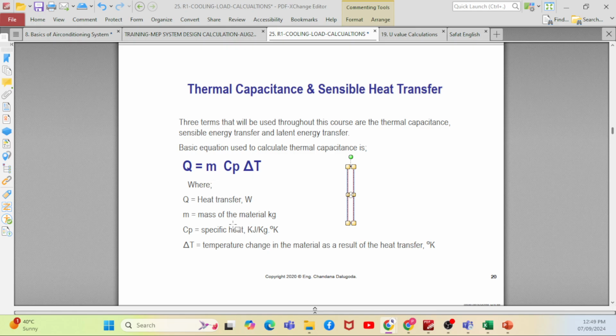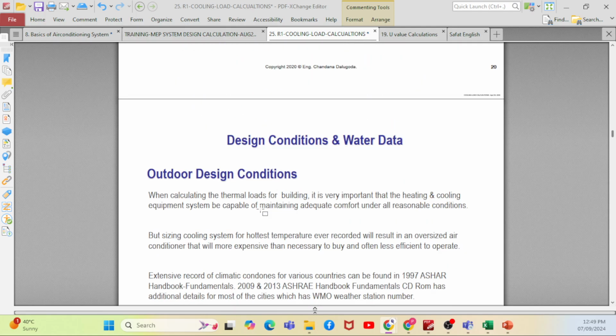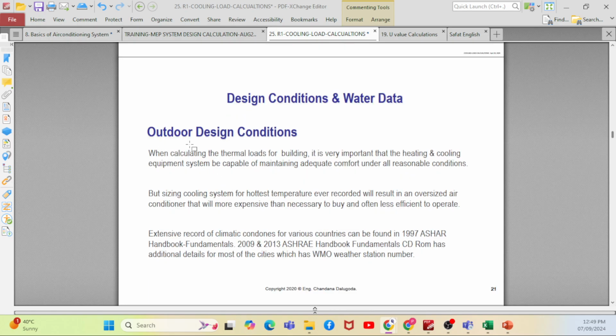Okay, so how to calculate the different types of heats. You will understand. Let me finish this particular slide so you are able to understand, right? Then remember we talked about outdoor design condition. When calculating the thermal load for a building, it is very important that the heating and cooling equipment system is capable of maintaining adequate comfort under all reasonable conditions, right? Whether it is heating or cooling depends upon summer or winter, your equipment should be capable. So that is why we sometimes have a heater in the machine and sometimes a cooling coil in the machine, right?